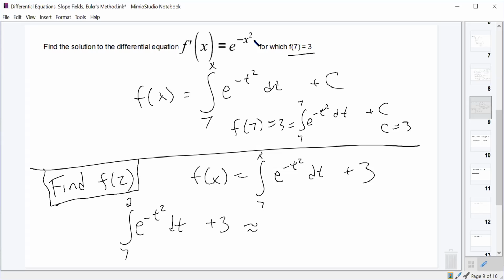There are others beyond those too, but the most famous of them is this one, e to the negative x squared, because it's got this other thing called the Gaussian error function that's been written as its integral. But no, there's lots of other ones.